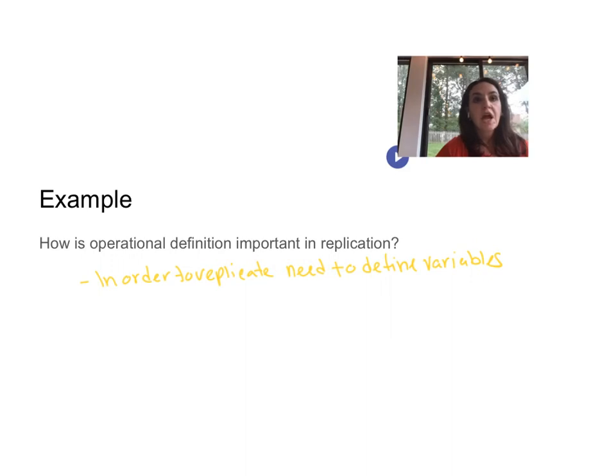So I hope that these examples gave you a better idea of what operational definition means. It means more than just telling me the steps. It helps me understand exactly what you did so that if I wanted to repeat your experiment, I could do that as well.